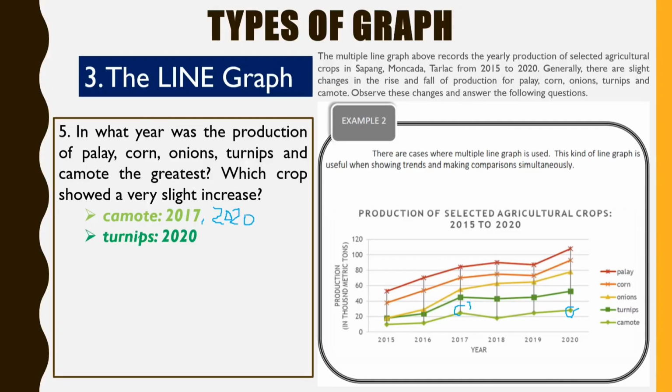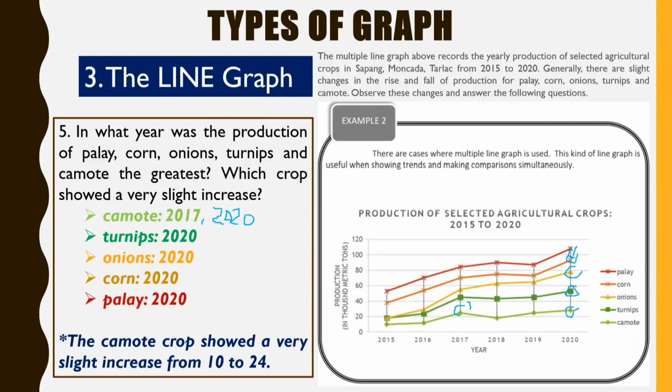For the next crop, for turnips, it is in this year, so that is 2020. For onions, it is also 2020. Same with corn and palay. For the next question, it says there, which crop showed a very slight increase? And the answer there is the kamote crop, because it showed a very slight increase from 10 to 24. That is the answer to our last question.